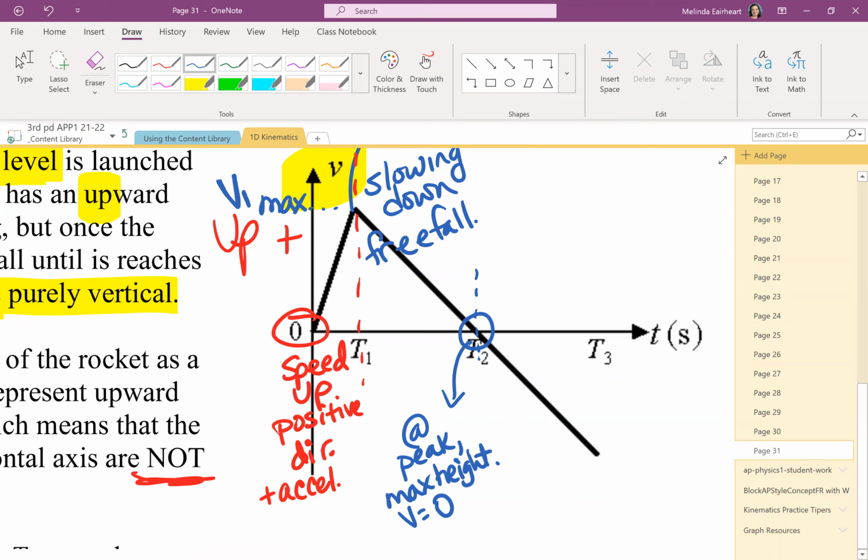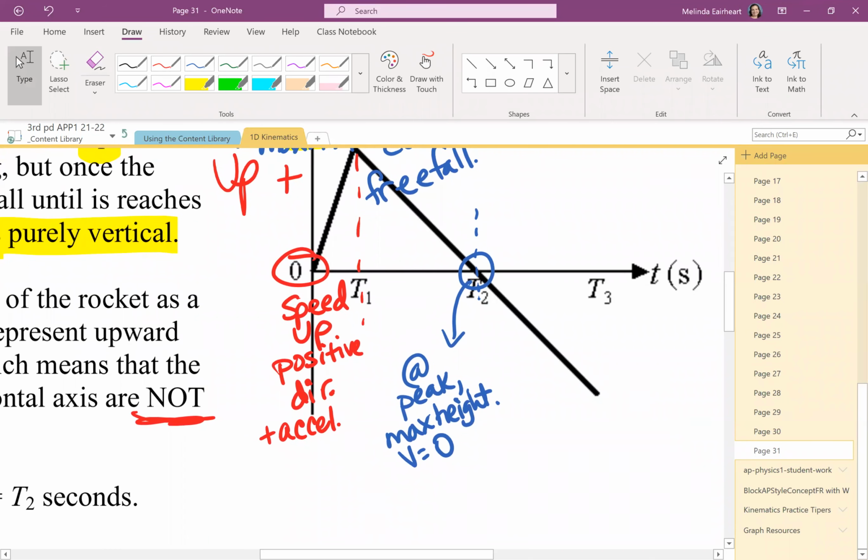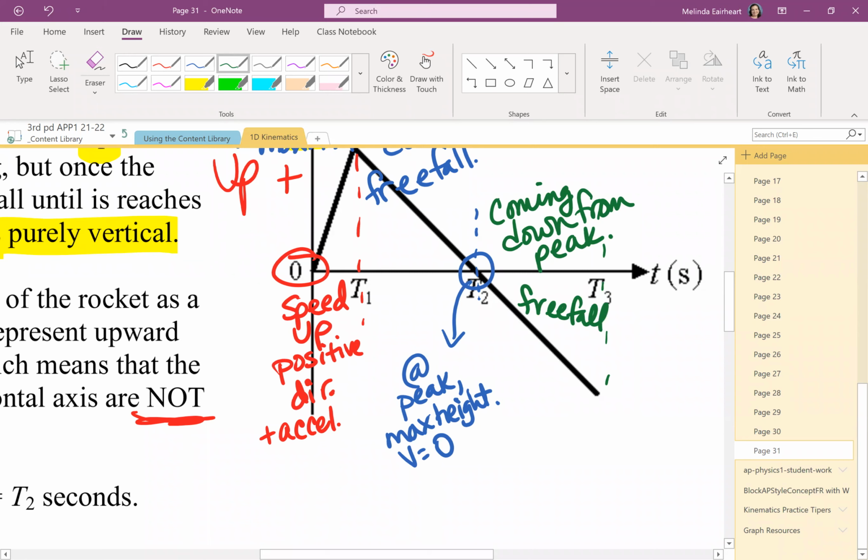Notice I still have a constant slope, T2 to T3. What's the story of T2 to T3? It's coming down. And so now the rocket is coming down from the max height, or from the peak. Okay, it's still in free fall. And notice it's going to reach another Vmax, which I'm going to call V3, right? So it's going to reach another Vmax, but now in the negative direction, because we're in quadrant 4 of the velocity graph. Everybody good there? Okay.